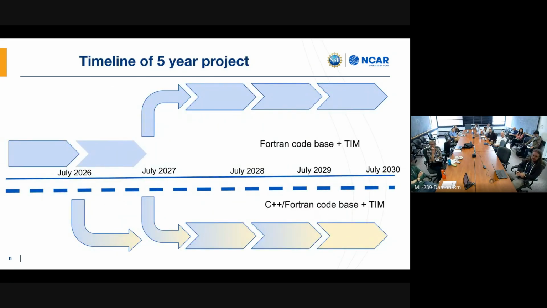So the timeline of the project, we're somewhere here. We'd like to have a prototype available for people to look at in the summer timeframe. This is pretty aggressive, but I'm still optimistic. And then we make a decision whether we move forward with the Fortran code base and directives, or C++ plus Fortran. And I did some color here, so it's blue and going toward yellow, which is the C++.